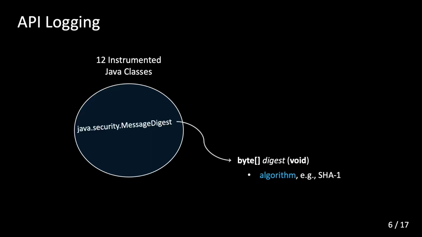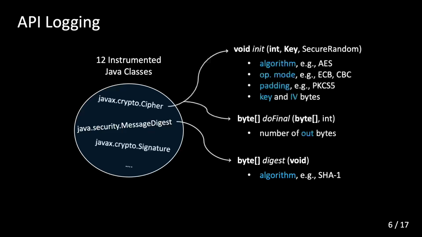An example of a class that we instrumented is MessageDigest. This class implements crypto hash functions. These functions take as input an arbitrary amount of data and produce hash values called digests. We instrumented the method digest so that we can log which particular algorithm is used to calculate the hash, for example, SHA-1 or SHA-256. We instrumented the other Java classes in a similar way by determining the relevant functions and parameters for each class.